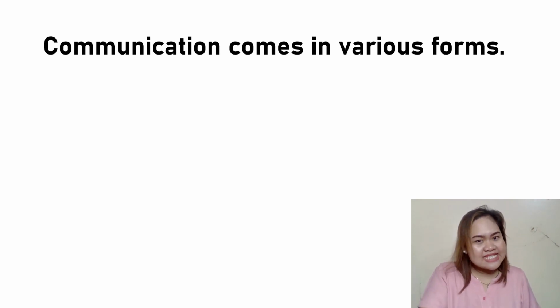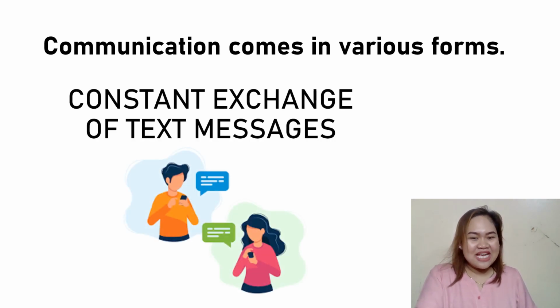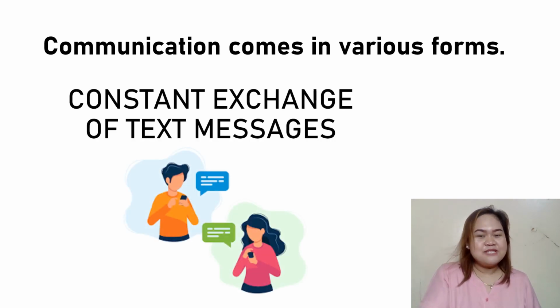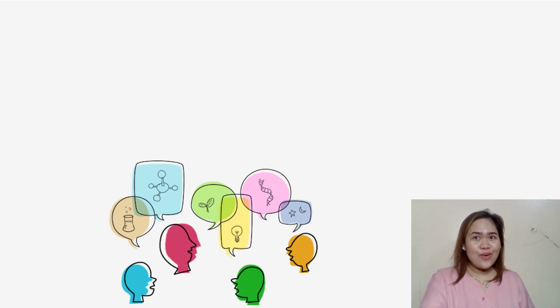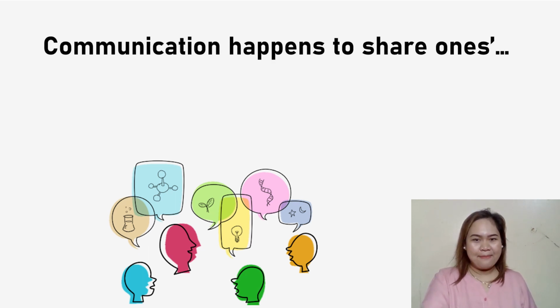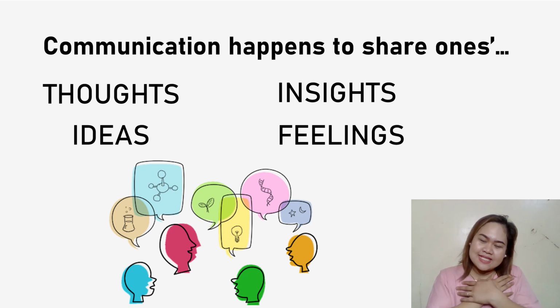Now, let's have an example for words. Constant exchange of text messages. This may be to your mom, to your sister, to your classmate, to your friend, or anyone. You use words to convey your message. So, why do we communicate? Communication happens to share one's thoughts, ideas, insights, or feelings.